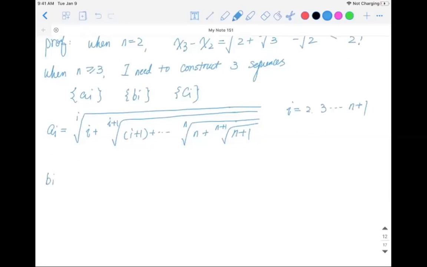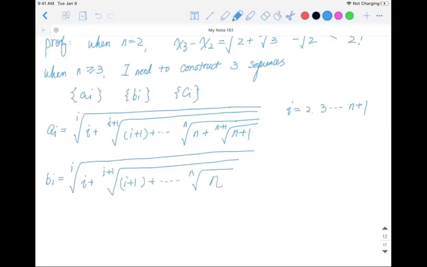Then what about BI? BI is something quite similar, but basically skips one term. Still I plus 1 under root, I plus 1, all the way. Instead of having the last two terms, I'm just going to have only one term, under root n. You see? AI and BI are quite similar, right? So in this part, I'll let I equal 2, 3, all the way to n. And I'll let B n plus 1 equal 0. Okay, this is all by my definition.